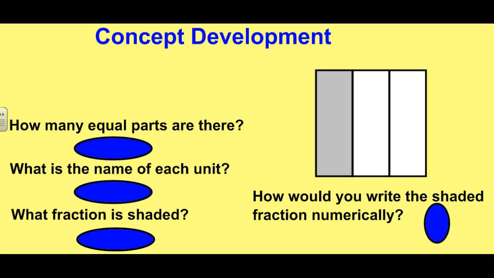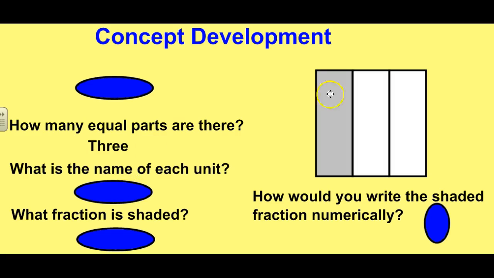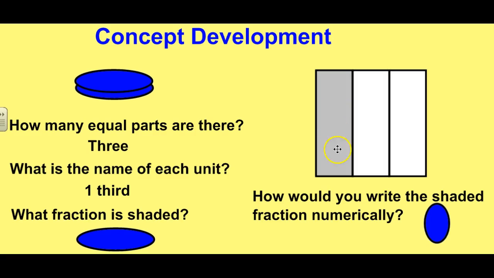On this one, I want you to write down how many equal parts there are. I also want you to put what is the name of each unit. So what is the name of each one of these parts? And then write what fraction is shaded, using numbers. Okay, so there are 3 equal parts. The name of each one of these parts is 1/3, and the part that is shaded is also 1/3, and this is how you write it using numbers.